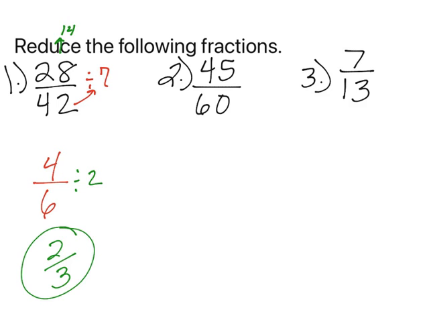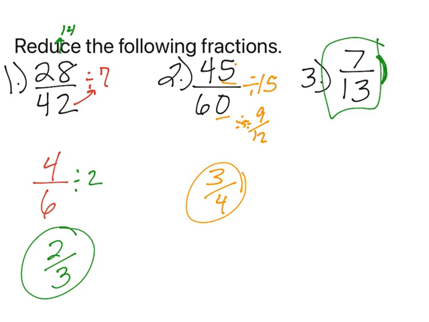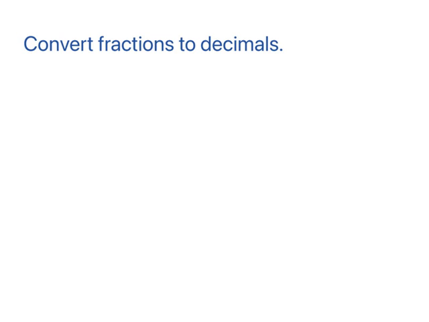You could also reduce the original fraction by 14. Now let's go to number 2, 45/60. Now you might say, well, based off the 5 and 0, they're reducible by 5. Absolutely true. I see that they're both reducible by 15, so I end up with 3/4. If you start by reducing by 5, great. You would get 9/12, and then that would reduce to 3/4. And 7/13, well, they share no common factors, so that is already reduced. So there's your reducing fractions.